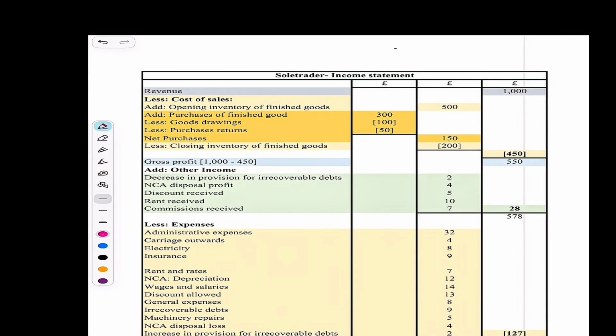The net revenue. So this section would have net revenue, which is revenue less sales returns or return inwards. By doing this, you can find the net revenue.